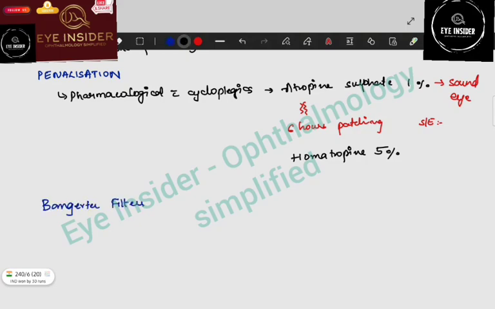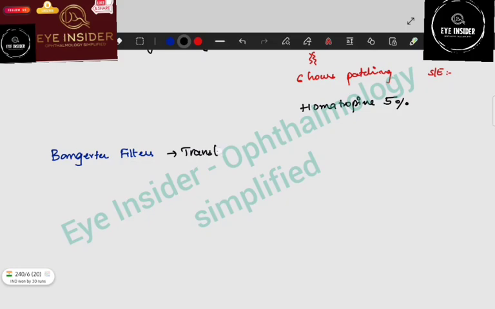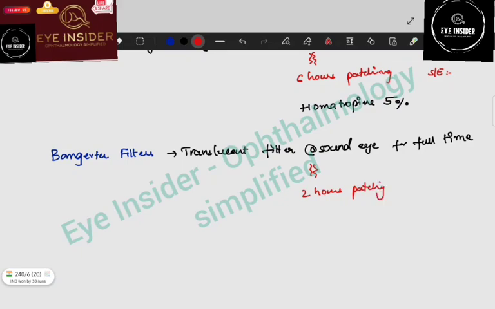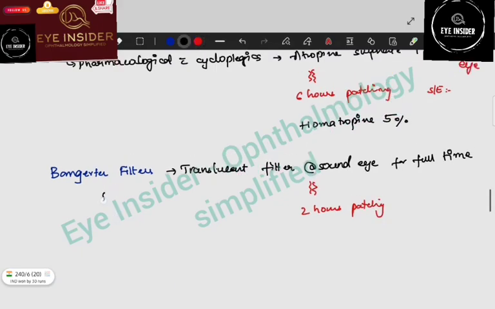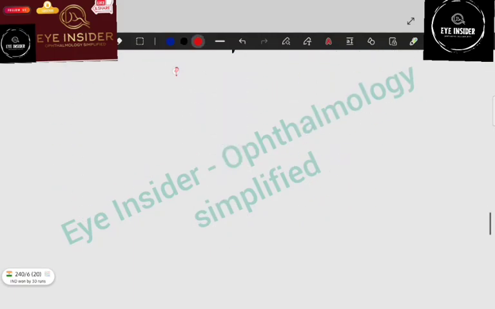patching. Coming to Bangerter filters, these are translucent filters which are placed in front of the sound eye. These are for full-time wear, and the use of these filters is almost equivalent to 2 hours of patching. So what do these Bangerter filters have? They have different density filters which give different degrees of defocus, leading to use of the other eye.